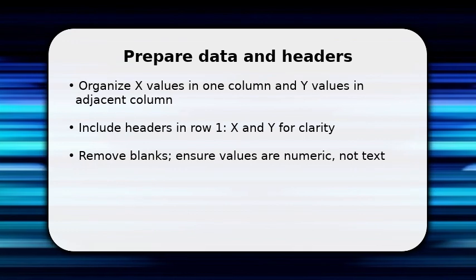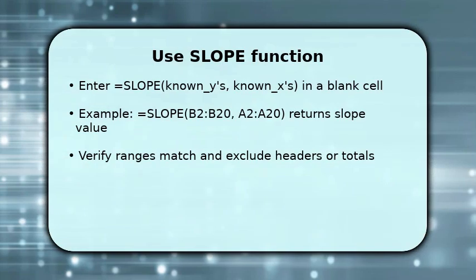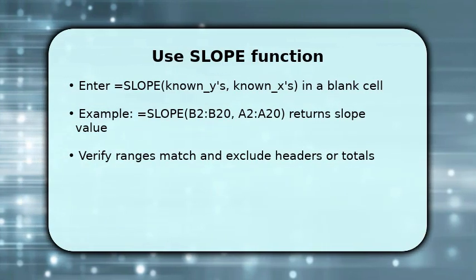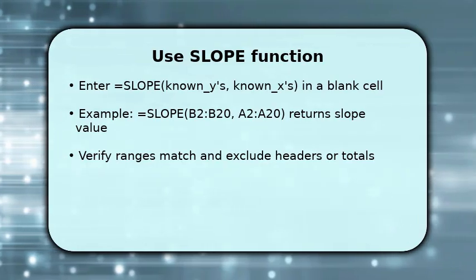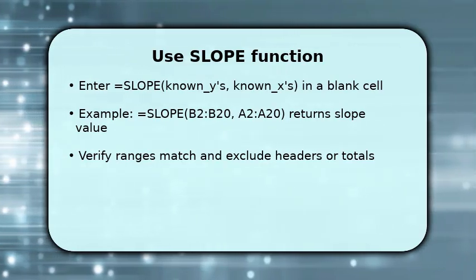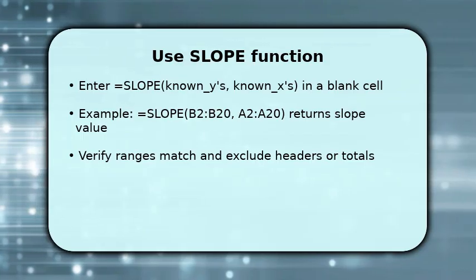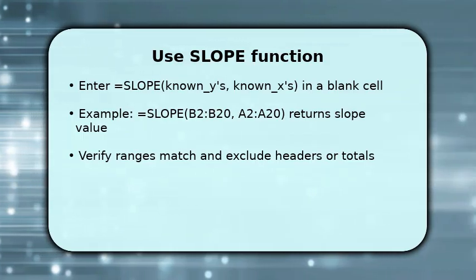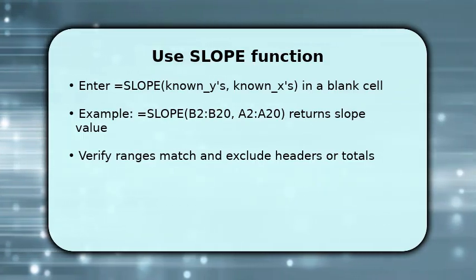You now compute the slope with the built-in function. In an empty cell type =SLOPE(B2:B20, A2:A20), because Sheets expects known Y values first, then known X values. Once entered, press Enter and read the result. That number is the regression slope.